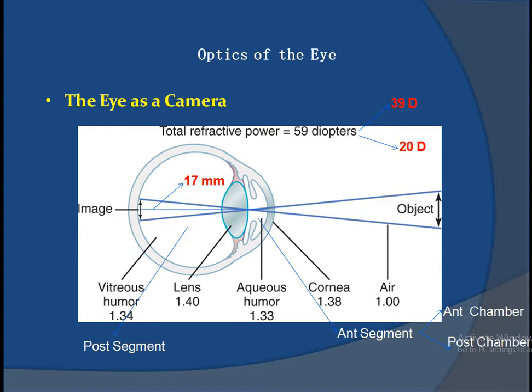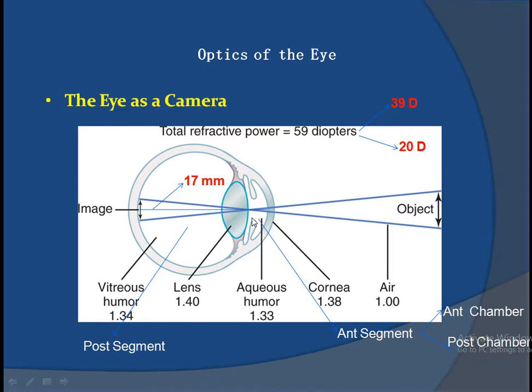This chamber is called the anterior segment, and posteriorly we have the posterior segment. The anterior segment is filled with the aqueous humor, and the posterior segment is filled with the vitreous humor. This anterior segment is further divided into anterior and posterior chambers because of the presence of the iris.